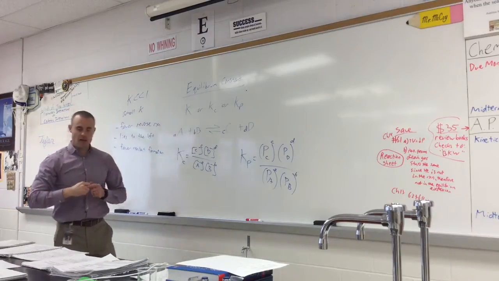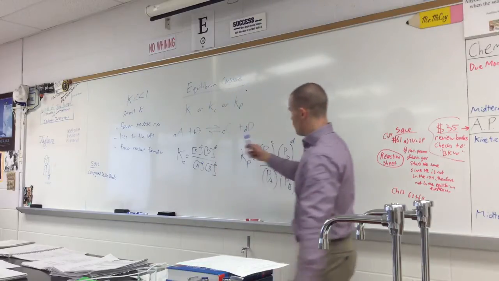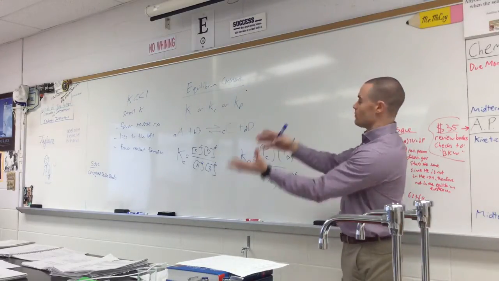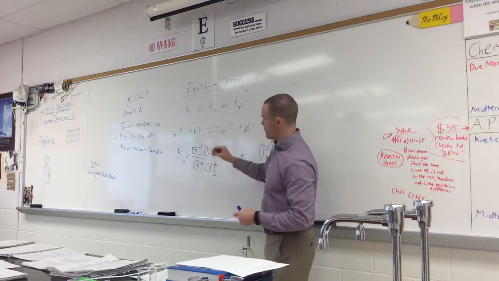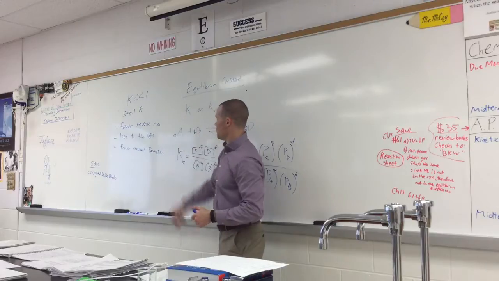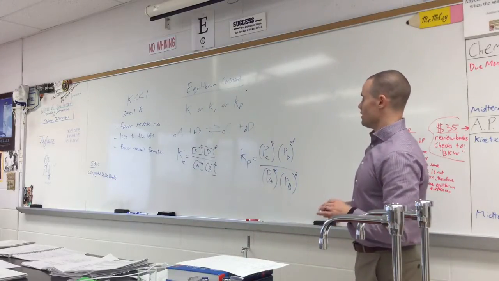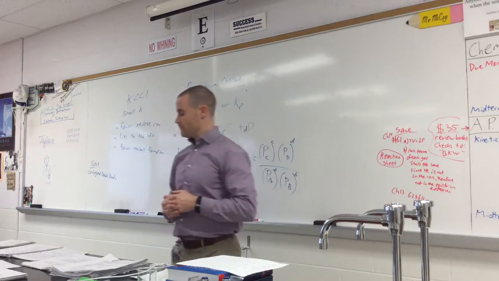I can't stress enough how important it is to remember how to find K and then what it means. If you get a big one, what does that mean? It means we're favoring going to the right, meaning we're making more products. And if we get a small K, we're favoring going to the left, meaning there's going to be more reactants. So if you can get that straight, it makes the practice problems a lot easier. Questions?